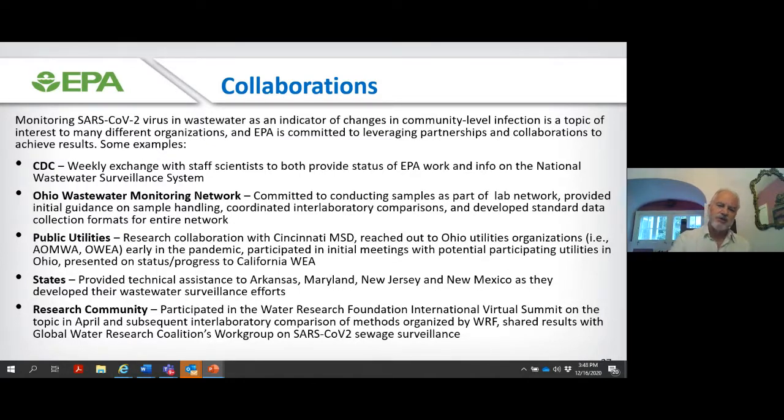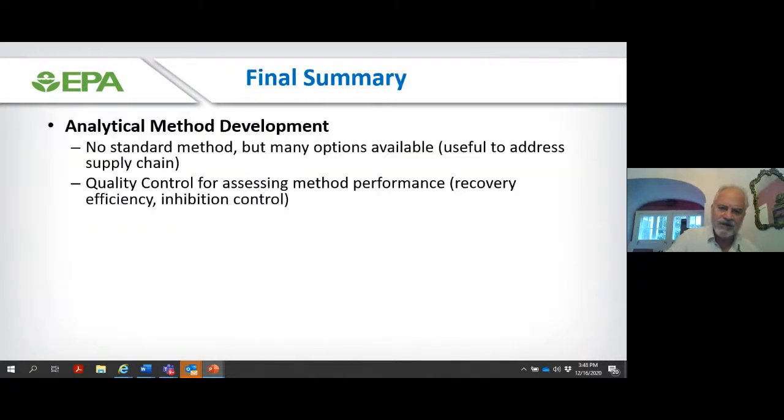And then in addition, we are in contact with the research community. Water Research Foundation had an initial summit on this, which we participated in. They had an interlaboratory method development study, which we contributed to and participated in, and then we've also reached out internationally as well. So let me just summarize and try to tie all this back up.